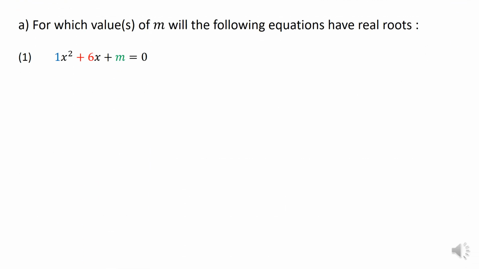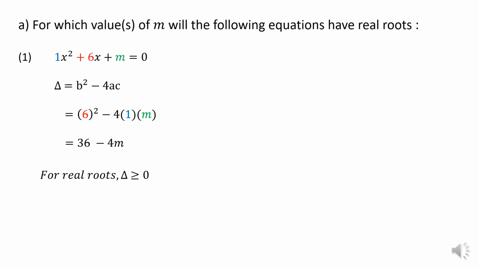Question A. For which values of m will the following equation have real roots? So we think delta again. We have x squared plus 6x plus m equals 0. So using the formula, delta is equal to b squared minus 4ac. We notice that 6 is the b, 1 is a, and m is c. From here, we'll simplify to 36 minus 4m.